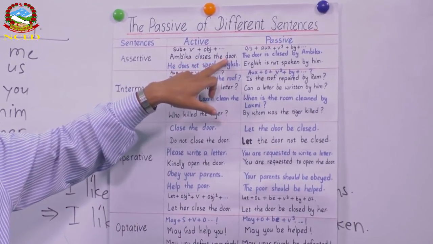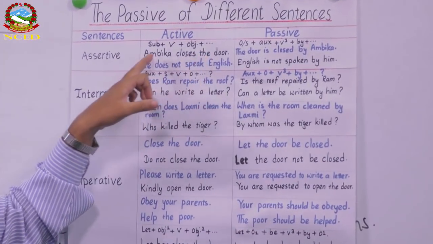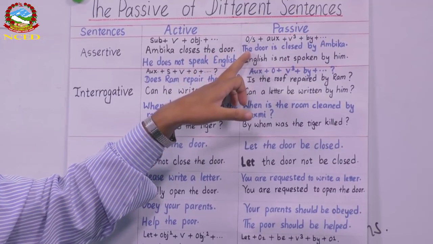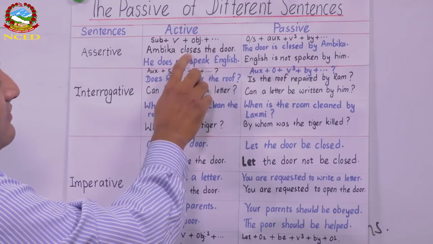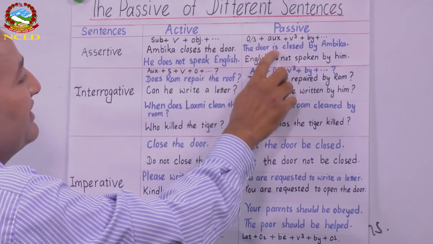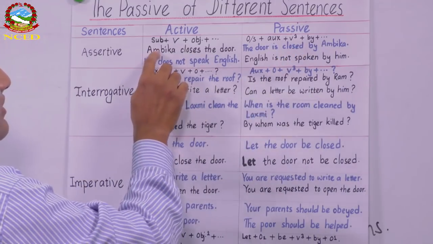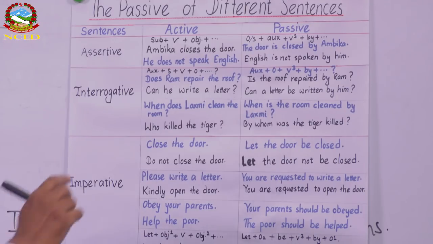Ambika closes the door. This type of sentence we just did. The door object, Ambika subject, closes verb. Look at this, the door is made subject. Then there is present tense. So we write is, the door is. Closes is changing into verb 3, closed by, then Ambika is used. The door is closed by Ambika. This is just easy.